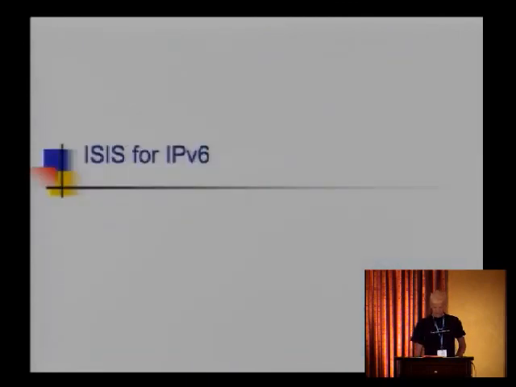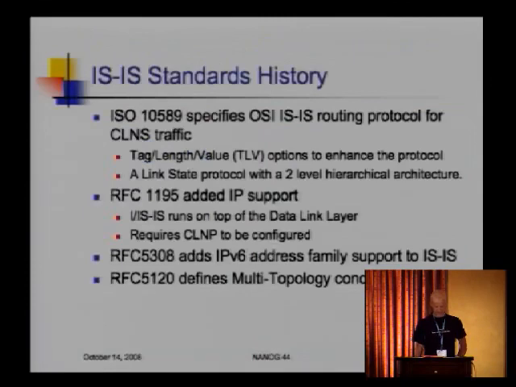Okay, now let's look at IS-IS. So I'm sure most of you who use IS-IS know what it's all about. It's the OSI routing protocol for CLNS traffic. RFC 1195 added IP support. RFC 5308 added IPv6 address family support. RFC 5120 defines this multi-topology concept for IS-IS, which I'm going to explain as I go through this.